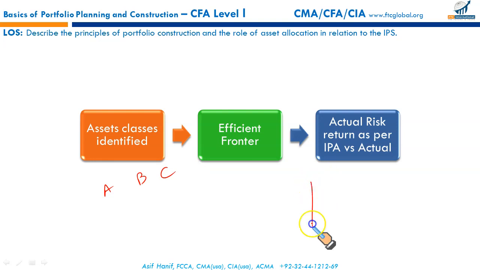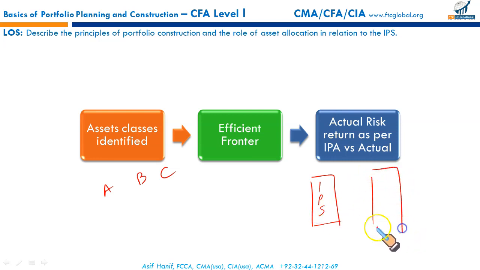Then now we have the IPS on one hand, the risk-return guidelines contained within the IPS, and we will have the actual risk-return properties of the portfolio that you've constructed. By this comparison, we can develop the optimal portfolio. We can identify the optimal portfolio.